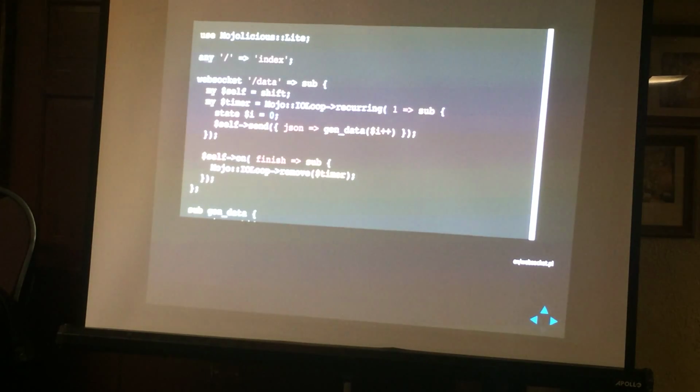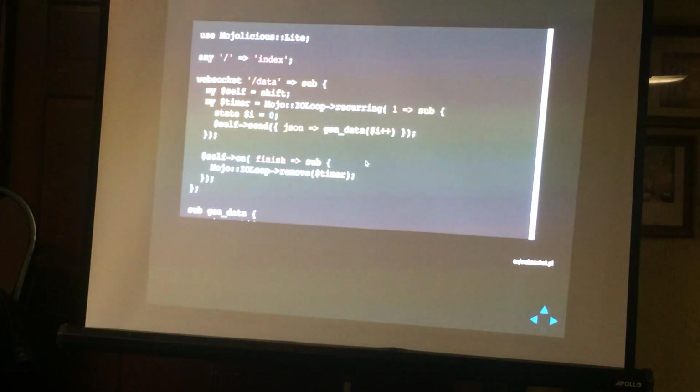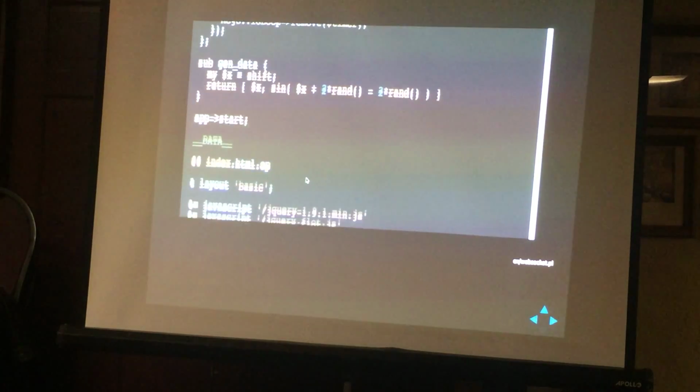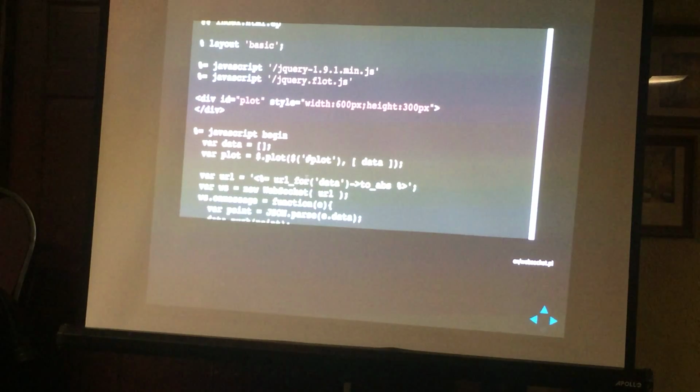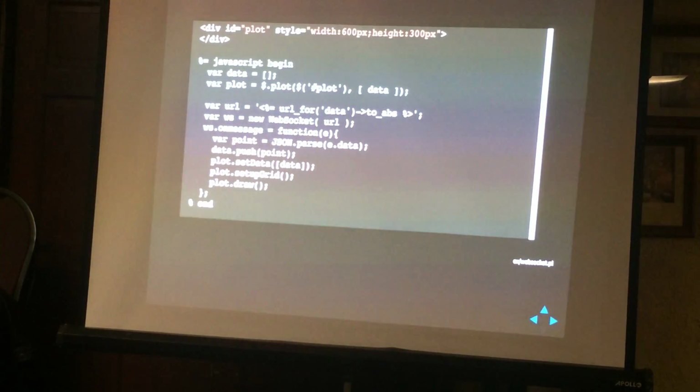The first thing they're going to do is request /. But then the client is going to request /data as a WebSocket. We're going to set up a timer that every second is going to send some generated data. Generated data is just some random data. I'm using jQuery's Flot library to plot it. And this is all you need for a WebSocket.